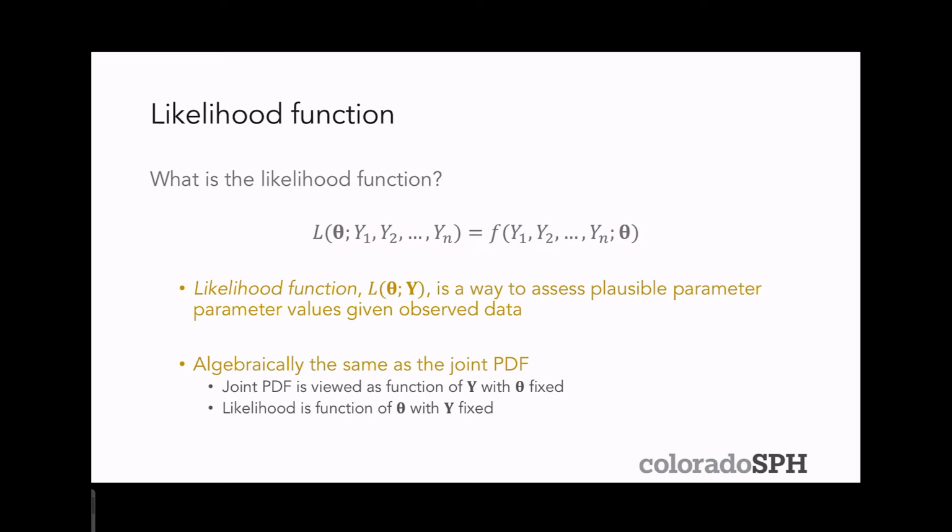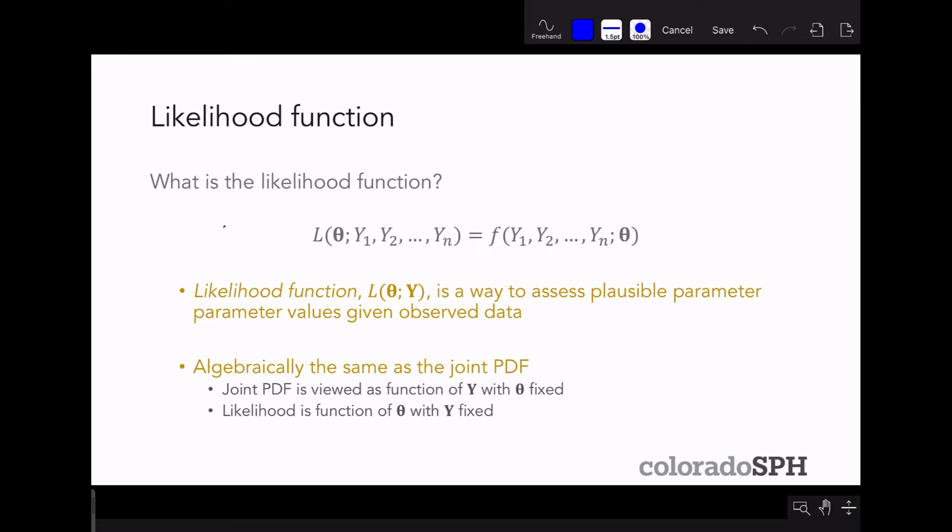And when I say it's algebraically the same, what I mean is this actually is the same as what we wrote for the joint PDF in the last slide. And for independent, identically distributed variables, you can write that out as the product from i equals 1 to n of any of the PDFs for any individual variable given theta.